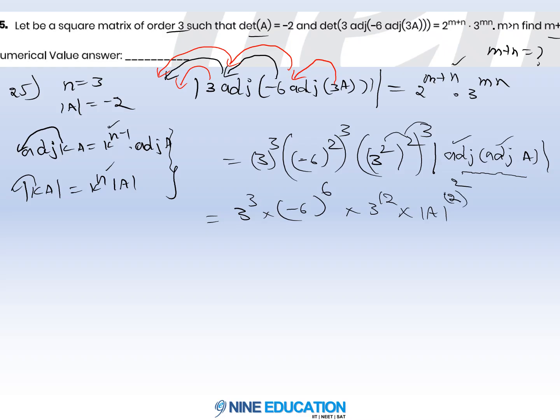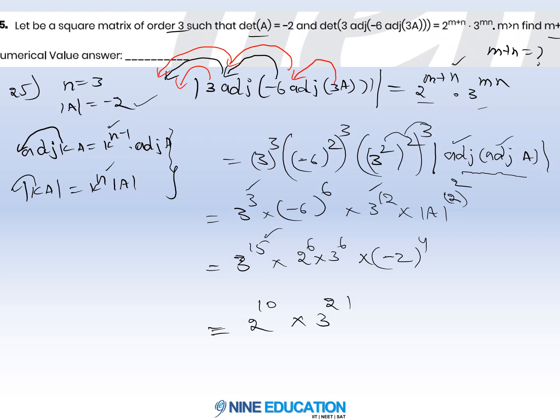Okay. On the RHS we need to write in terms of powers of 2 and 3. So it is 3 cube and 3 power 12, which is 3 power 15. And here minus 1 power 6 will be plus. And 6 can be written as 2 into 3, which is 2 power 6 into 3 power 6, into det A, whose value is given as minus 2. Let's substitute here: it will be minus 2 whole power 4. So 2 power 6 plus 4, which is 10, and 3 power 15 plus 6, which is 21. We need to report the m plus n value, which is the power of 2. What is the power of 2 here? 10. So the m plus n value will be 10. The final answer is 10.